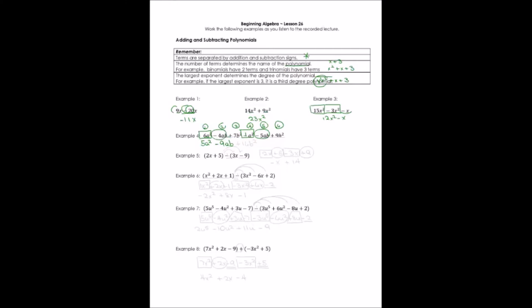Last, I'm just going to underline these. They're both b squared terms. A positive 7b squared, a positive 9b squared. I'll add those together, and I'll have 16b squared. Now my terms are no longer alike. They've all been simplified. They've all been combined.